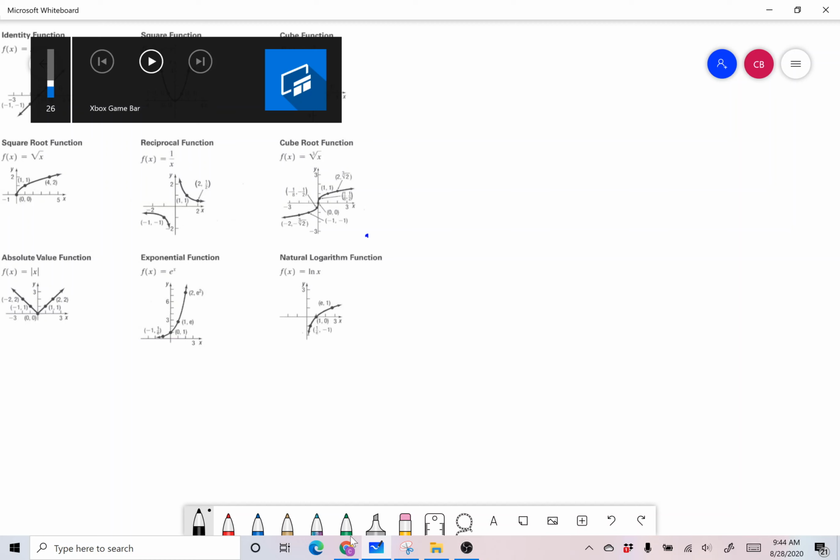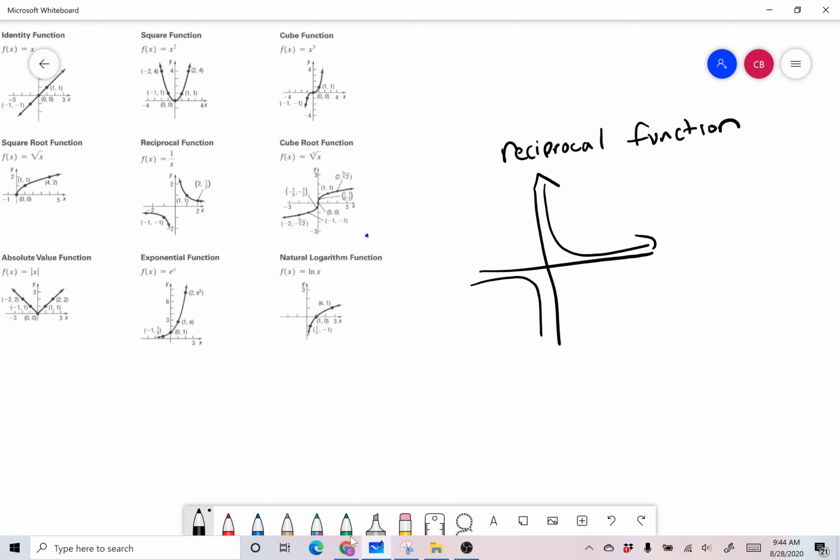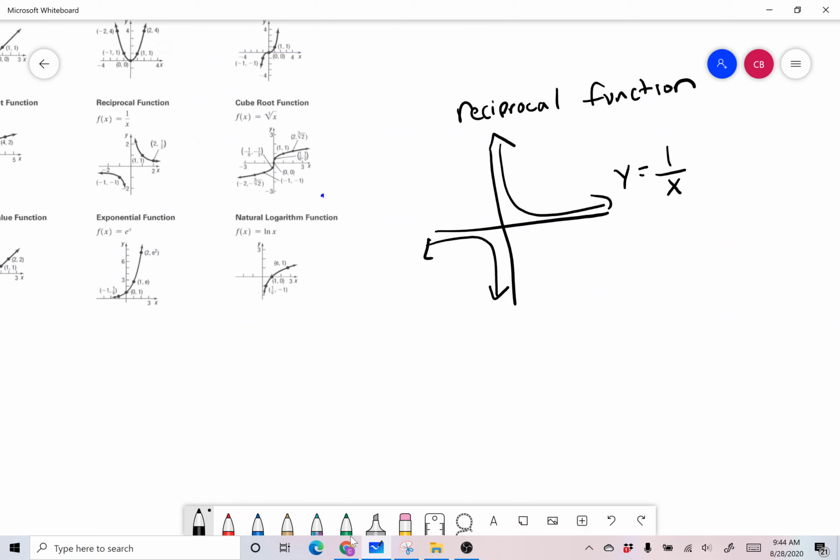Okay, guys, so we're going to look at reciprocal functions. And remember, the parent graph for this is the following. And this is the graph of y is equal to 1 over x. Now, this one's a little bit different, and the reason it's a little bit different is there are these things called asymptotes.